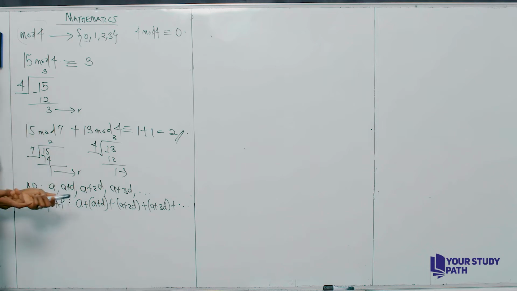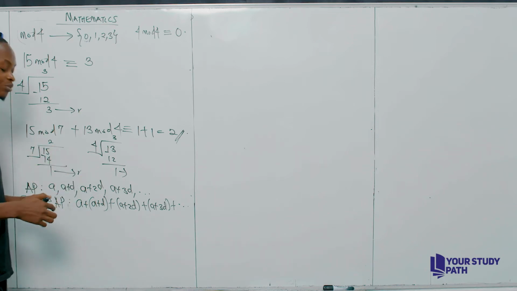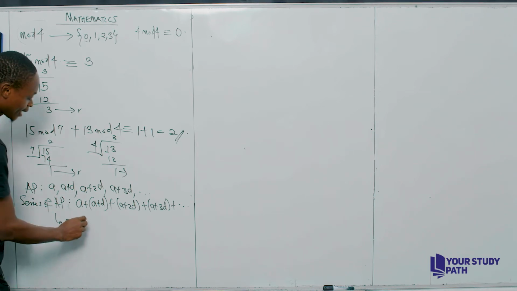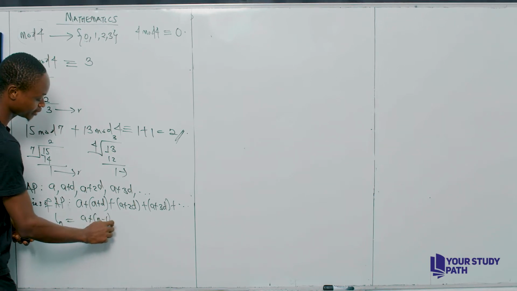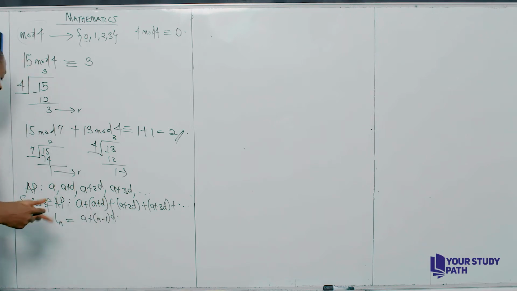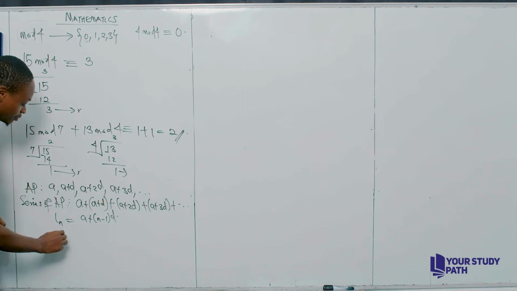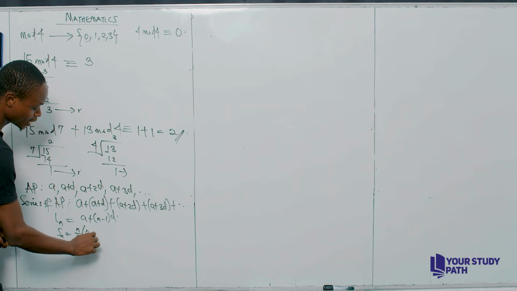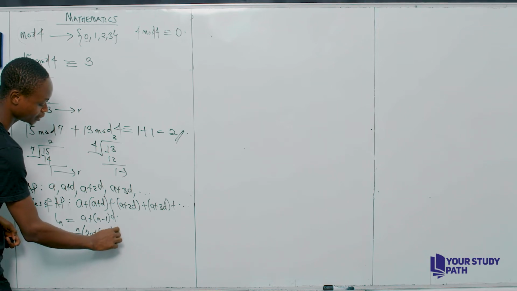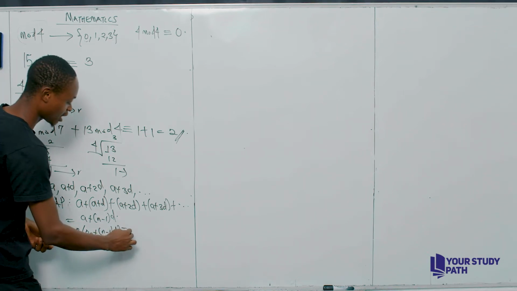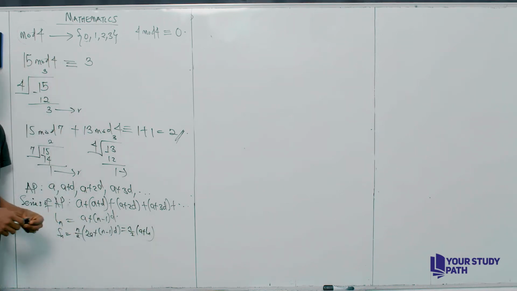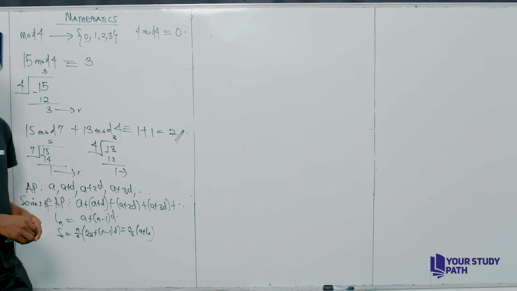We also generated some formulas. If you have the sequence of arithmetic progressions, you can find the nth term of that arithmetic progression as a plus n minus 1 d. And then if you have the sum of the arithmetic progression, you can find the sum of the first n terms of that arithmetic progression as n over 2 into 2a plus n minus 1 d, or by a shorter formula, n over 2 into a plus ln, right?